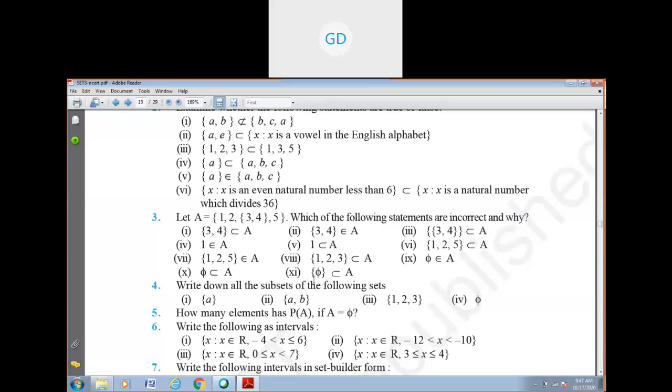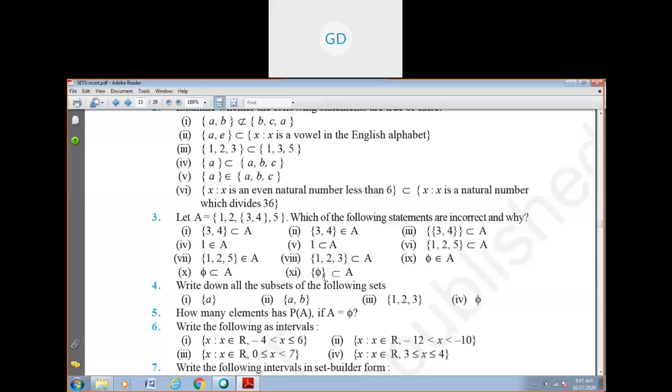And number 11, {phi} within second bracket, subset of A. Phi as a symbol represents a particular type of set, that is, the null set. So if we put a second bracket here, it is representing a new set.